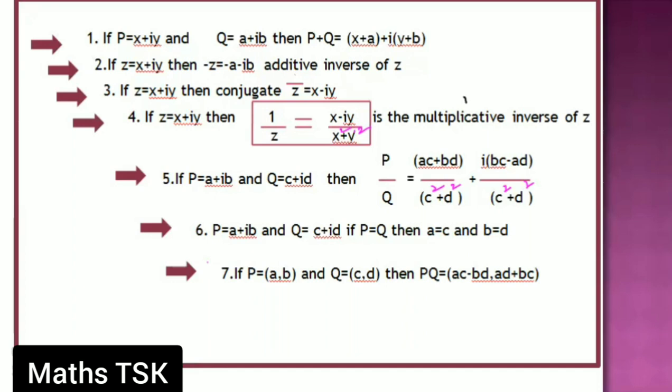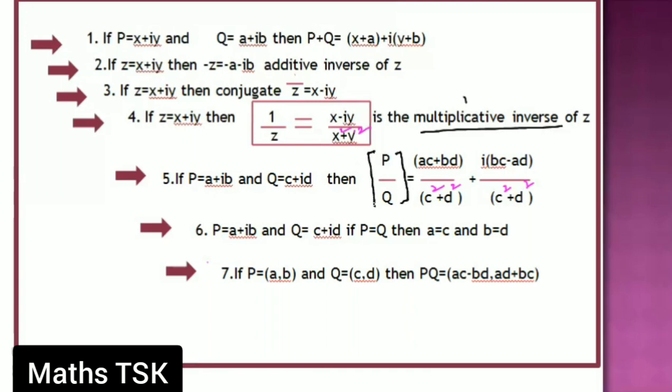Okay. Next, fourth point, look here, z is equal to x plus iy is a complex number. Then 1 by z is equal to x minus iy by x square plus y square, which is the multiplicative inverse of z. If p is equal to a plus ib, q is equal to c plus id, then p by q is the ratio of the complex numbers.